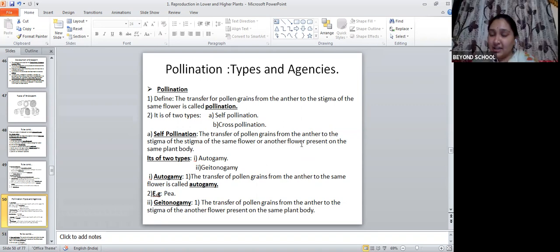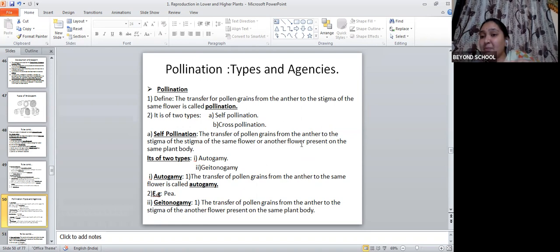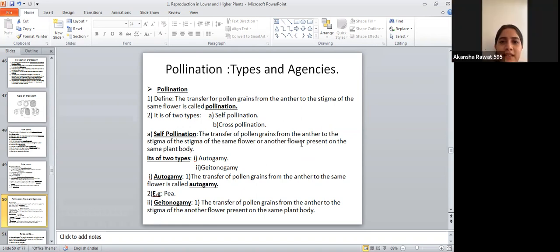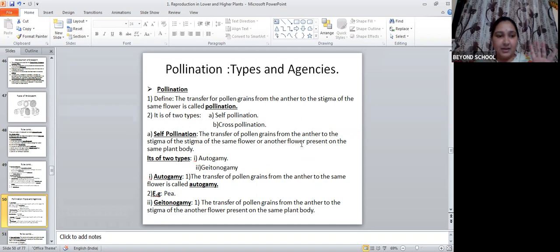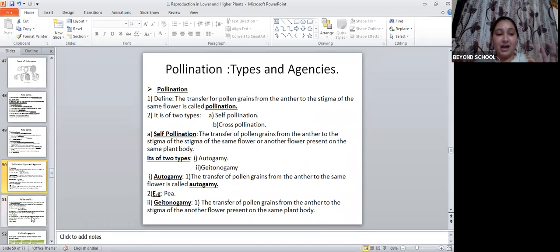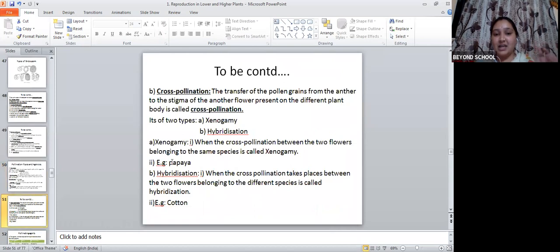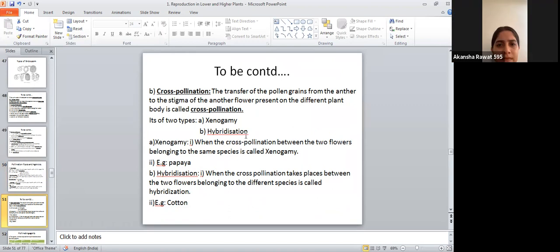Self pollination, again I am repeating, self pollination means the pathway is from anther to stigma, and the pollination can happen from the same flower or another flower, but the plants must be of the same species. Understood? Now, this is the pathway of how the pollination activity is carried out. All right, so till here you have understood.